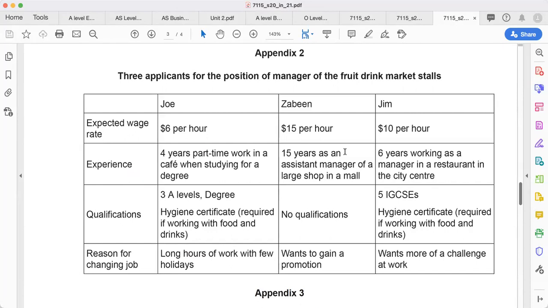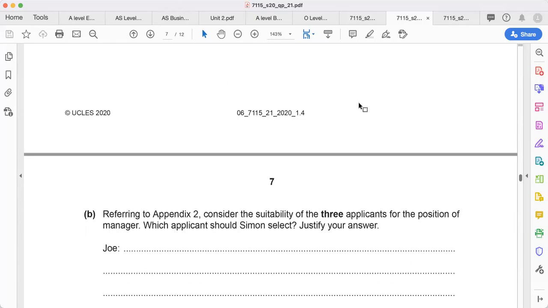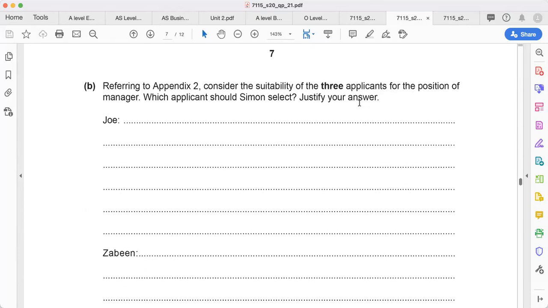The information for the candidates is given. Expected range of wages, $6 per hour, experience 4 years part-time. Joe's experience is given. Qualification 3 A-level degree. Come to the Zabin, $15 per hour, 15 years as an assistant manager of a large shop, $10 per hour, and 6 years working for Jim, 5 IGCSEs, hygiene certificates, and reason for doing jobs are given and all that. So this is the information about the employees. And on the basis of that, he has asked us which employee to be recruited, referring to appendix 2, consider the suitability of 3 applicants for the position of manager.